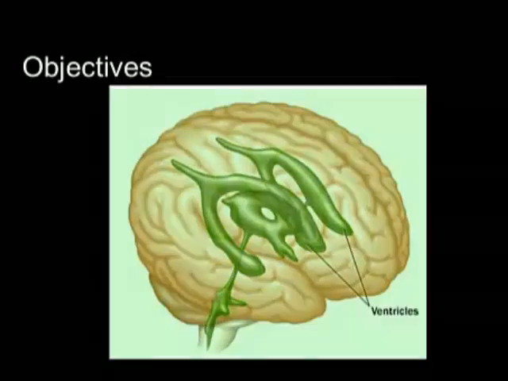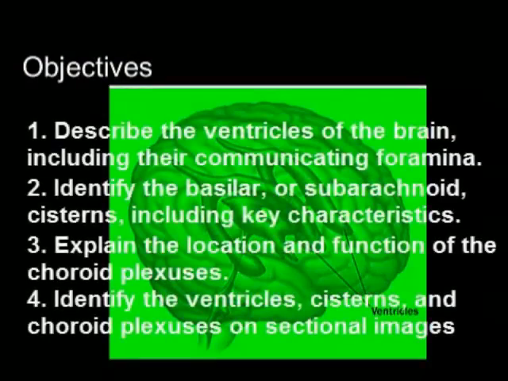Upon completion of this media module, you should be able to: 1. Describe the ventricles of the brain, including their communicating foramina. 2. Identify basilar or subarachnoid cisterns, including their key characteristics. 3. Explain the location and function of the choroid plexus. 4. Identify the ventricles, cistern, and choroid plexus on sectional images.